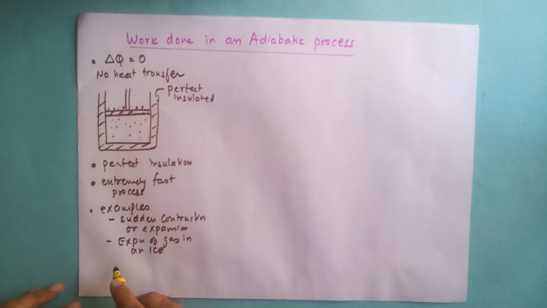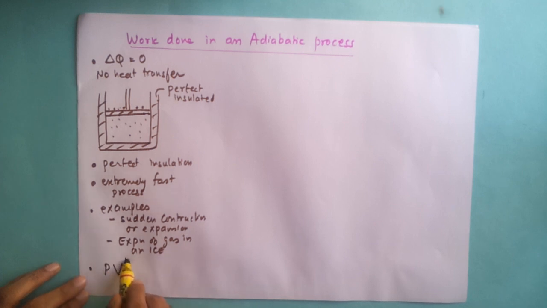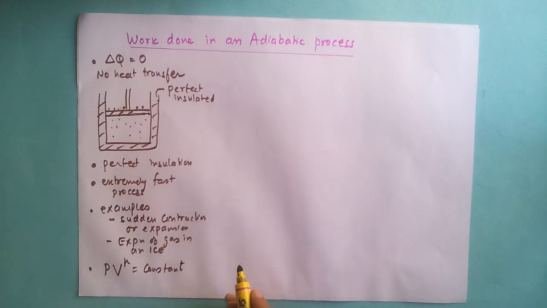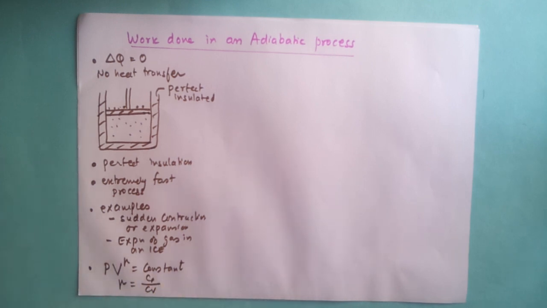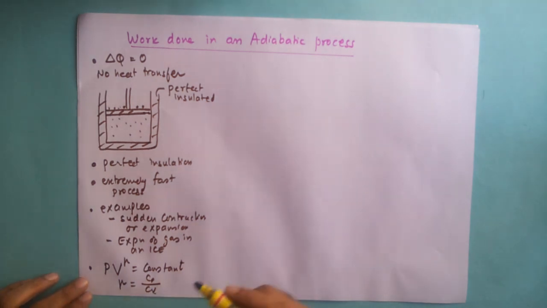And if you look at the equation, it is given by PV raised to gamma is equal to constant. At this point in time, we will not look at how this equation was arrived at. We'll simply take this equation as it is and carry on our discussion. So the equation is PV^gamma is equal to constant, where gamma is equal to Cp upon Cv, the ratio of the specific heat of the gas at constant pressure and specific heat of the gas at constant volume.